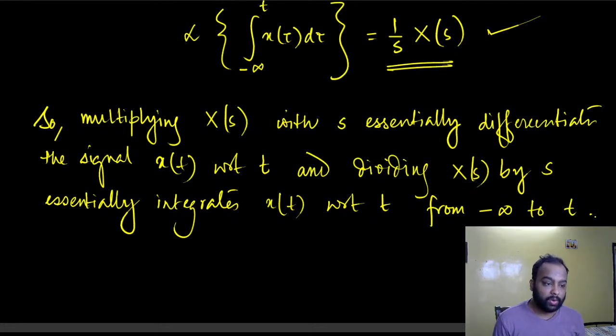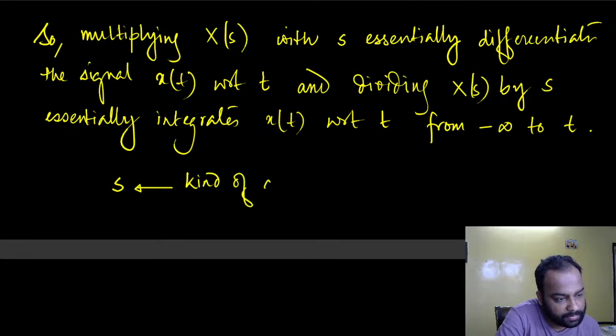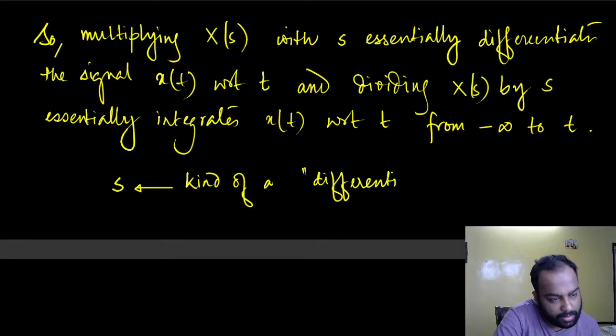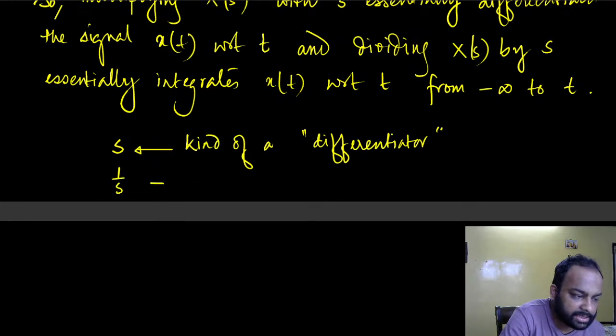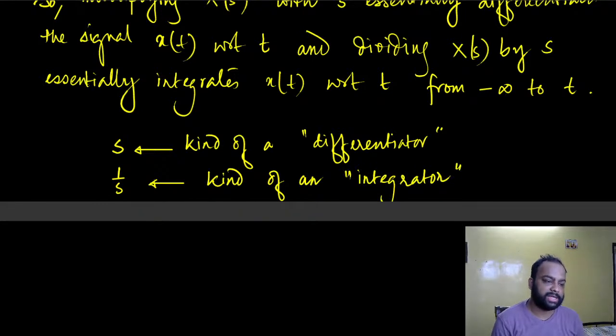So we just simply say s is kind of a differentiator and 1 by s is kind of an integrator. Okay, right.